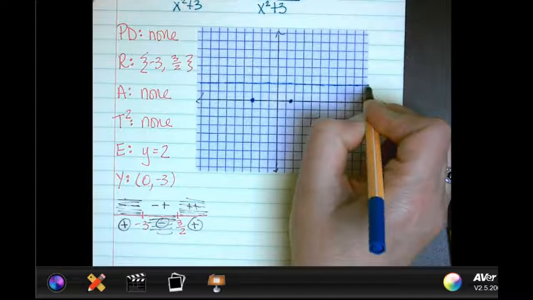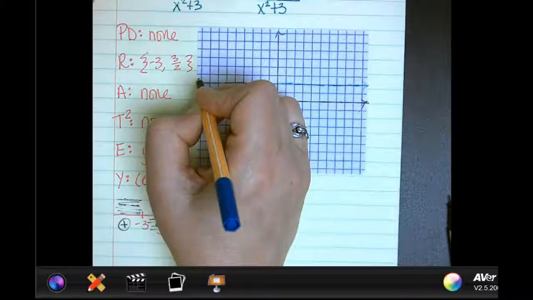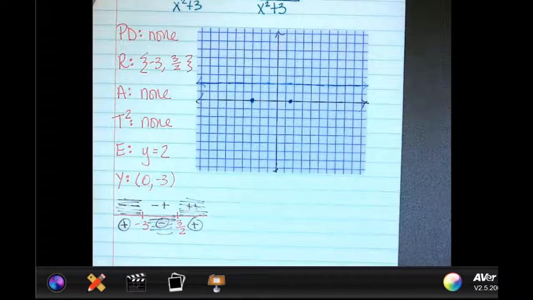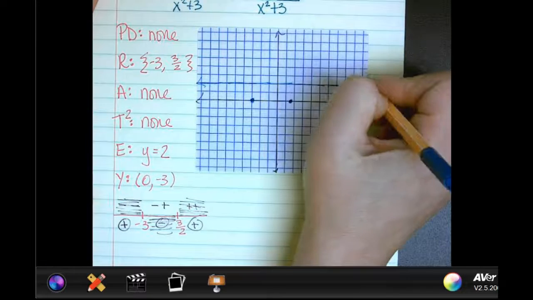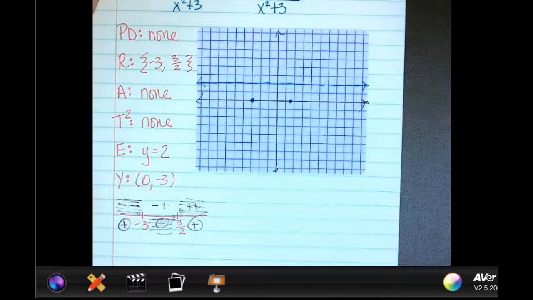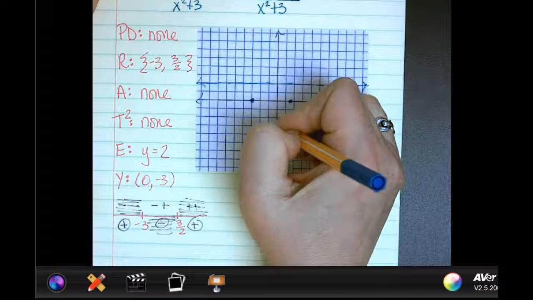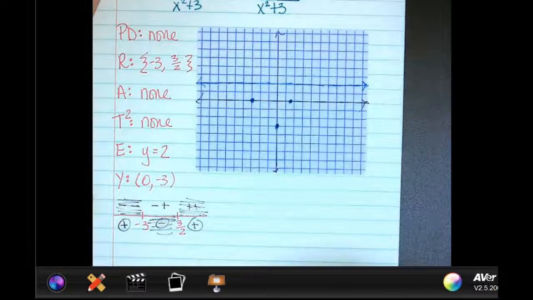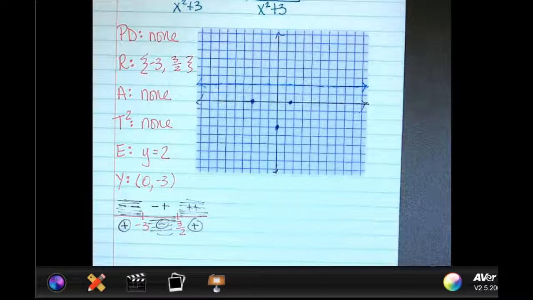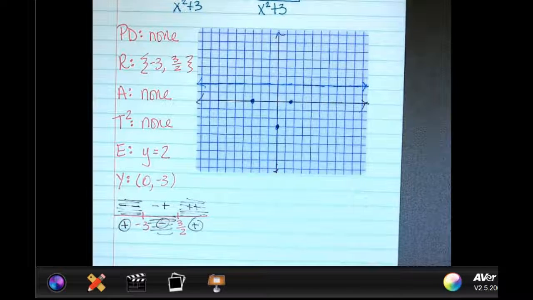I think it's hard, it doesn't really show up well up there. You can tell where my asymptote is. And then we have a y-intercept at (0, -3). So far, how is this one different than the ones we've been doing?